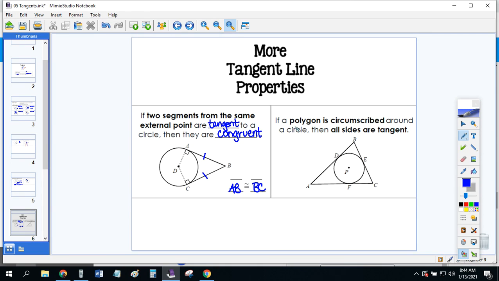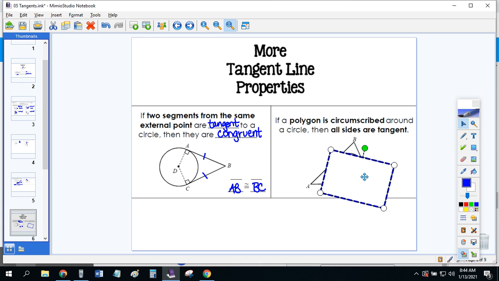Another one says that if a polygon is circumscribed around a circle, then all the sides are tangent. So if you draw a polygon in such a way that the sides of the polygon are all tangent to the circle, or touching the circle in one point, then all of those lines or segments are tangent to the circle. And you kind of have to look at this like so. Let me see if I can draw, kind of close some of this off for you.